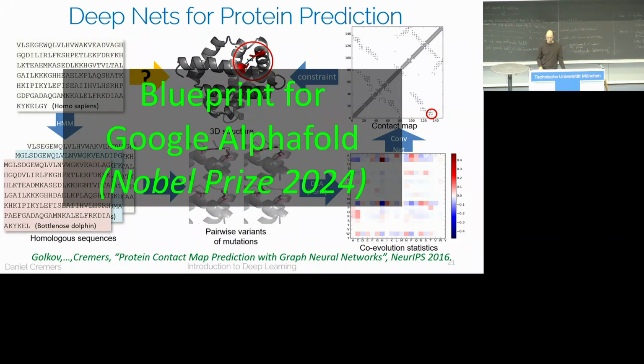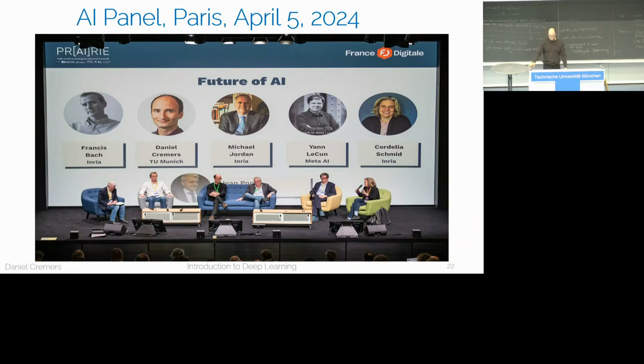Are they going to revoke the Nobel Prize? No, they never do. It's hopeless. My colleagues say, Daniel, that ship has sailed. So we move on.